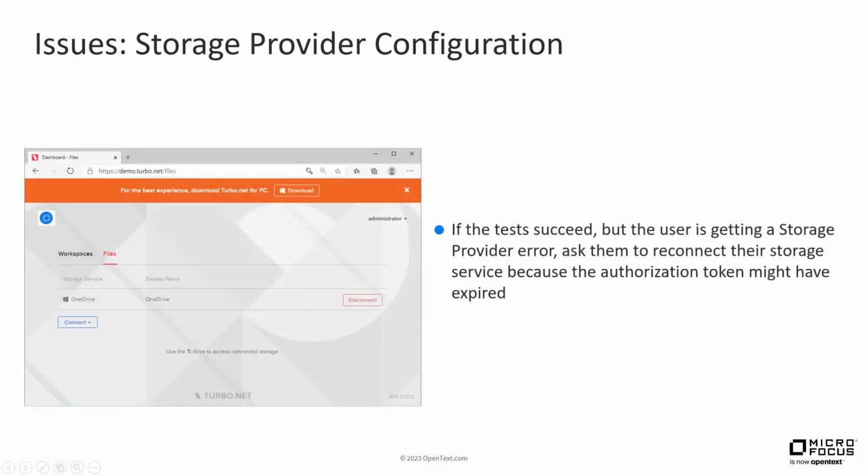If the tests succeed, but the user is still unable to access their files, have them disconnect their storage service and then reconnect it. In the past, this token used to expire if the user hasn't run an application in a long time. However, today, in the most recent version, we put in an update that it automatically tries to refresh the tokens so they don't expire.